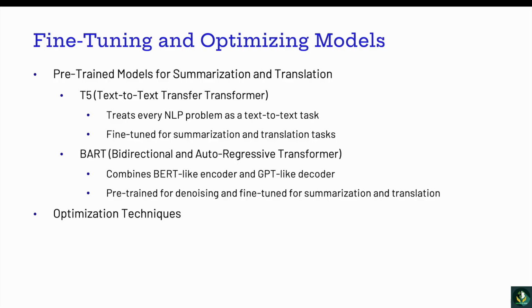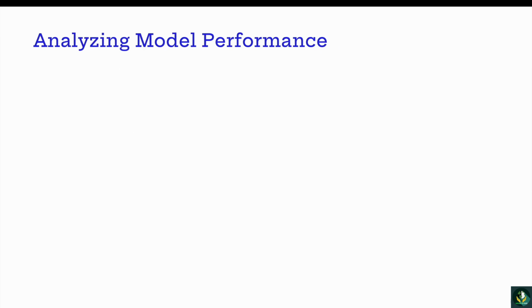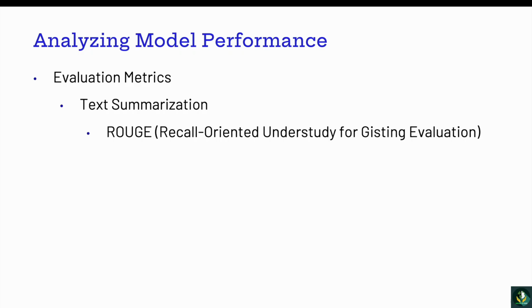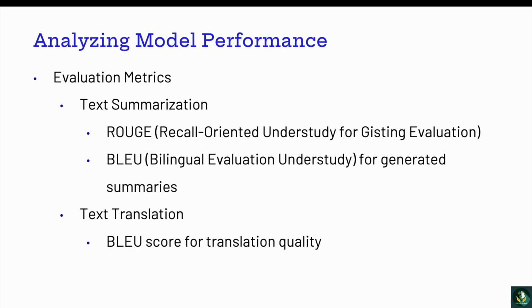Next, what are the optimization techniques? Learning rate scheduling and hyperparameter tuning, where you tune the batch size, optimizer type, and maximum sequence length. Let's talk about analyzing model performance next. What are the different evaluation metrics for text summarization? We have ROUGE, which is Recall-Oriented Understudy for Gisting Evaluation, and we have BLEU, which is Bilingual Evaluation Understudy, for generated summaries.